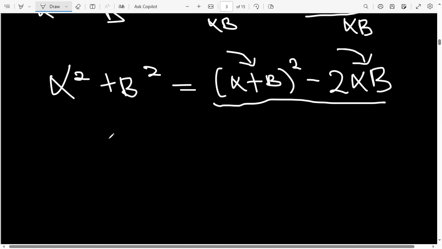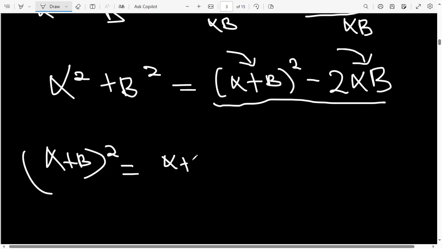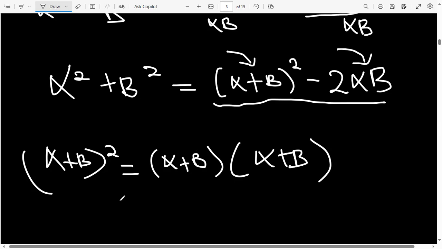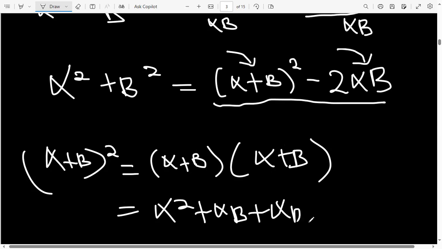So we are going to get this. You're just going to say alpha plus beta squared. We know that this squared actually means alpha plus beta multiplied by alpha plus beta. And then we know how to expand. So alpha multiplied by alpha, you're going to get alpha squared. Alpha multiplied by beta, you're going to get alpha beta. Beta multiplied by alpha, you're going to get alpha beta again. And then beta multiplied by beta, you're going to get beta squared.